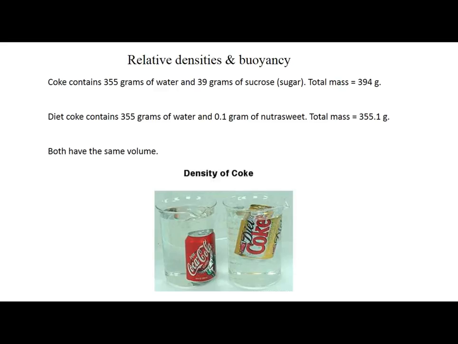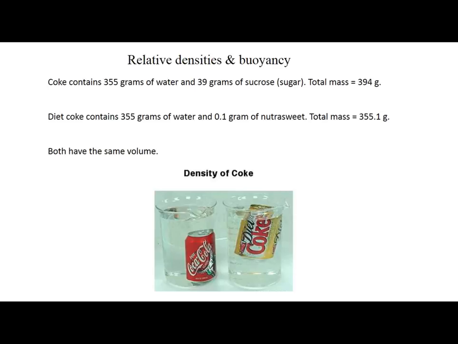Now, this is an example of relative density. Coke with full sugar contains 355 grams of water, 39 grams of sugar, with a total mass of 394 grams. Diet Coke contains less mass because the mass of the artificial sweetener, it doesn't need the same mass of artificial sweetener in order to generate the same amount of sweetness, right?